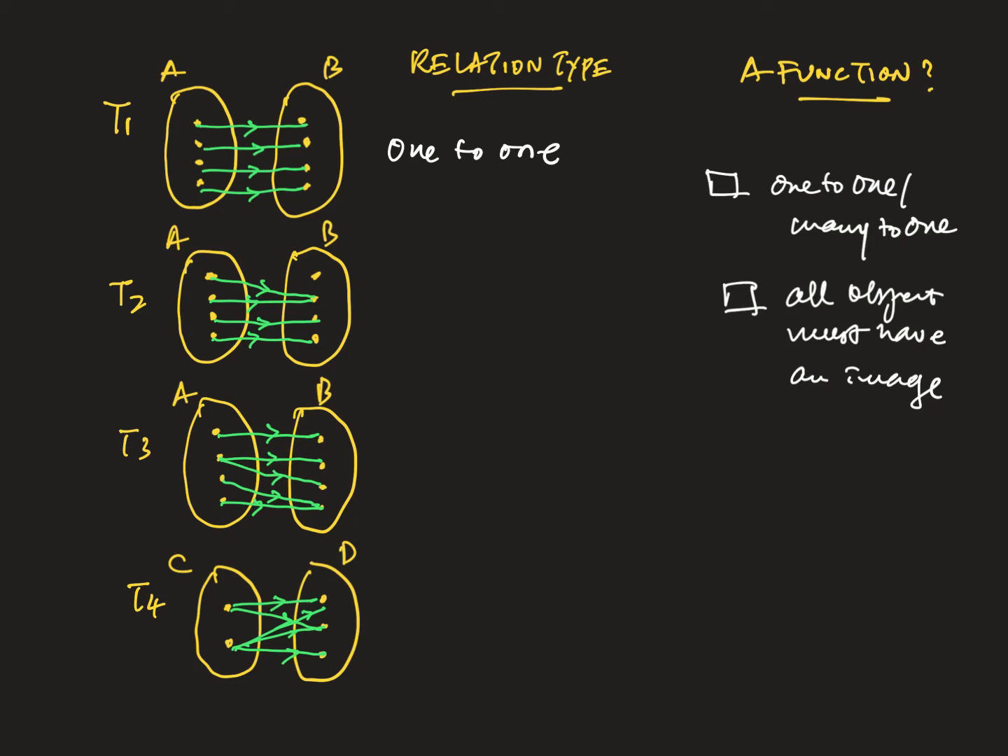We look at the second type. There are 2 objects in A that have one image in B. This type of relation we call a many-to-one relation. In the third type, we can see that there is one object in A that has 2 images in B. We call it a one-to-many relation.